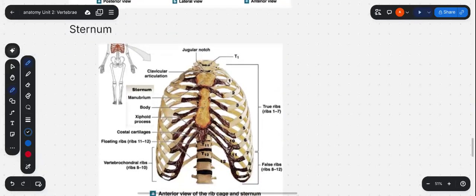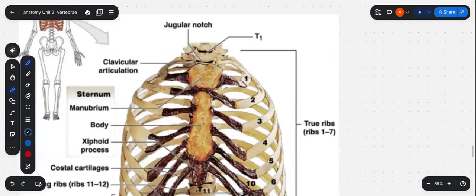Now we are going to go to the sternum. So zooming in, the first portion is your manubrium. The manubrium is this whole top circular area, and you can see it is spelled over here, manubrium. Then you have your jugular notch, which is basically going to be this dip at the top. That is the jugular notch.